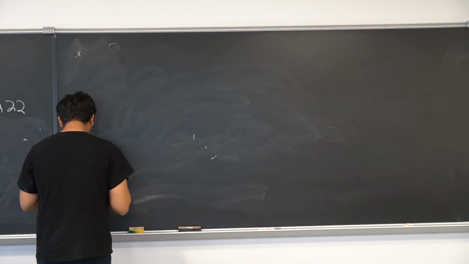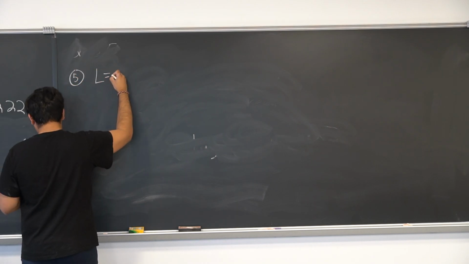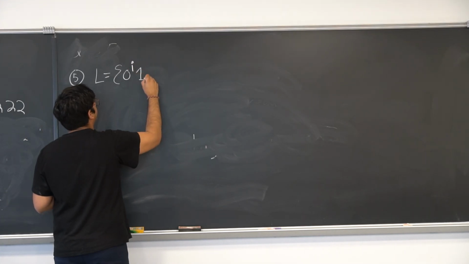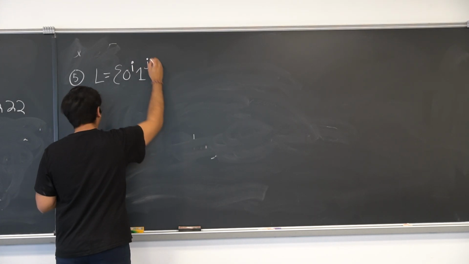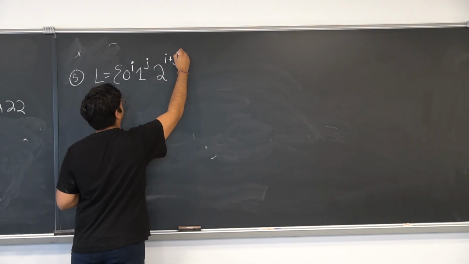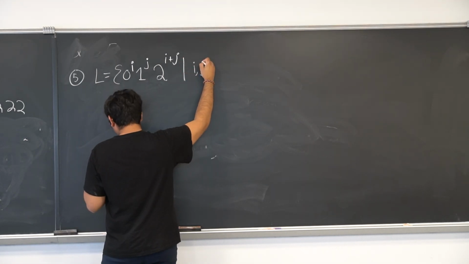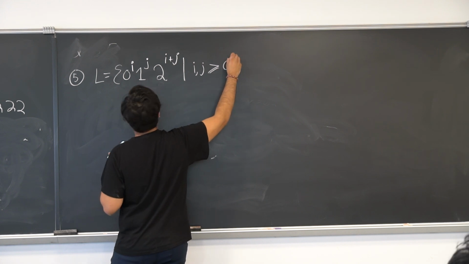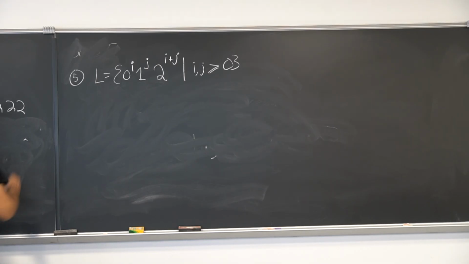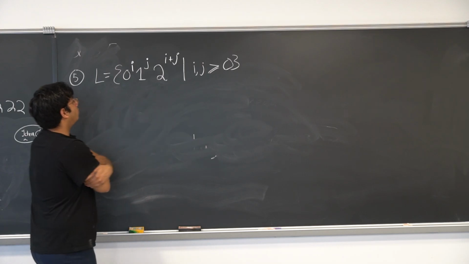Okay, what is it that we want? We'll do problem 5. We want the language 0 to the i, 1 to the j, 2 to the i plus j, for all i, j bigger than or equal to 0. I have an idea, but I'll just write it here for now so I don't forget.